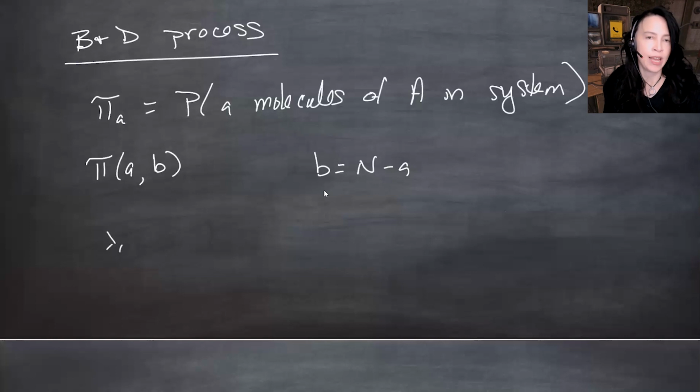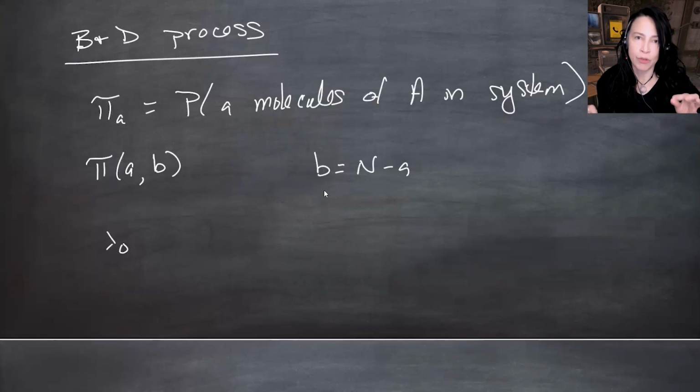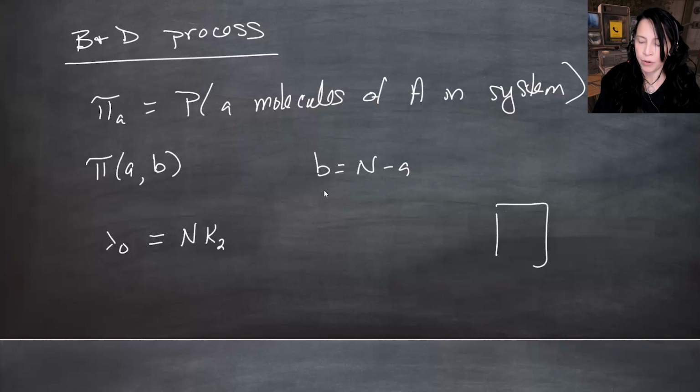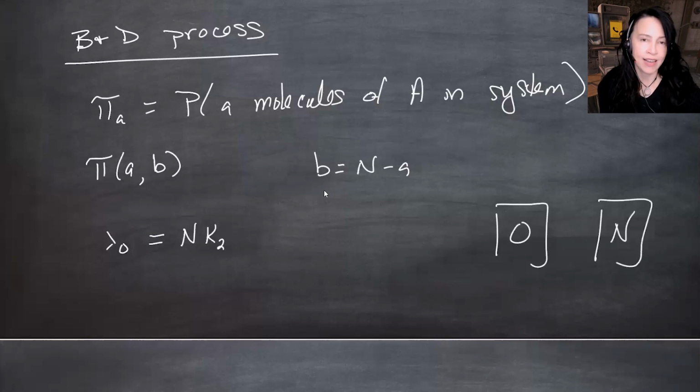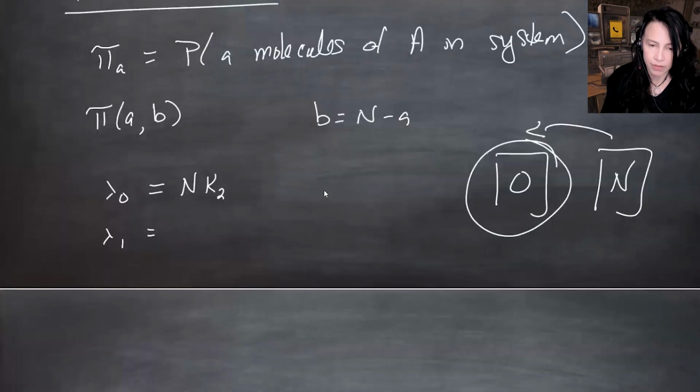If there's currently 0 A molecules, then all capital N of those molecules are over on the B side, and there will be capital N of them, each racing to turn into an A molecule after an exponential amount of time with rate K2. So the overall rate is N times K2, because if there's 0 over here, then there's all N over here, and N of them are racing, and that's the time of the next event. And so I'm thinking of it as a birth and death process where I'm tracking the amount of A.